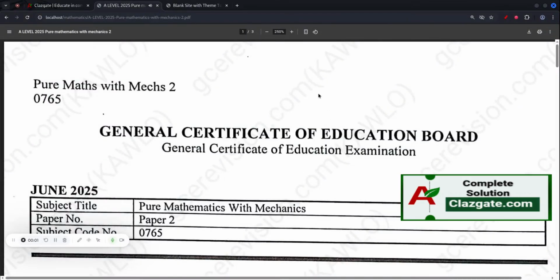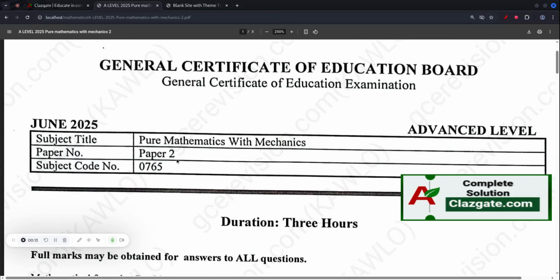So today we're going to be looking at pure mathematics paper 2. I know that on the dashboard we're seeing mechanics, but you have to know that in paper 2 of the advanced level pure mathematics, the same questions that are under mechanics are the same questions that are under statistics. So I'm going to be handling this paper 2 both for mechanics and statistics.